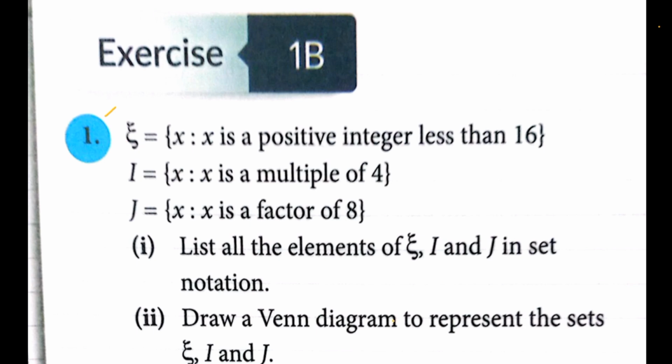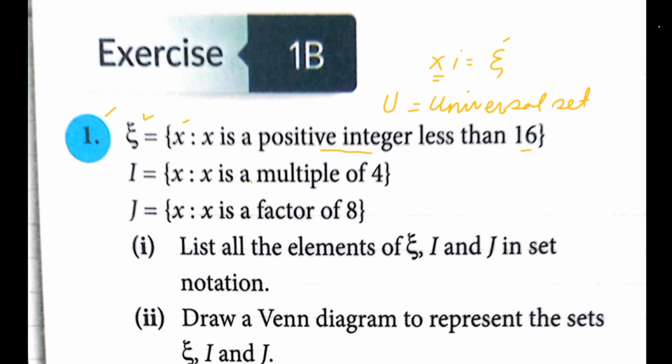So this question says we have a universal set that is denoted by the Greek letter which is read as xi. Usually we denote universal set by the capital letter U, but in this book the writer is using this Greek letter xi for universal set. This xi consists of all those elements x which are positive integers but less than 16.